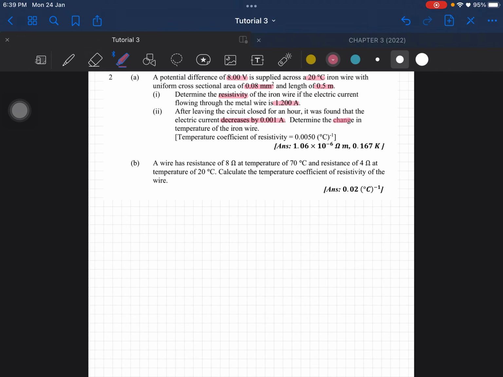So we have to determine the change in temperature. Okay, so that is question A. So given is 8 volt, and then the temperature of the wire is 20 degrees Celsius. The area is 0.08 millimeter square, and length is 0.5 meter.